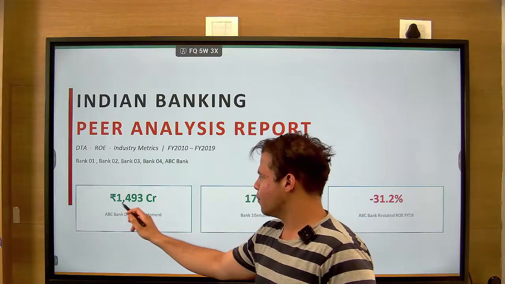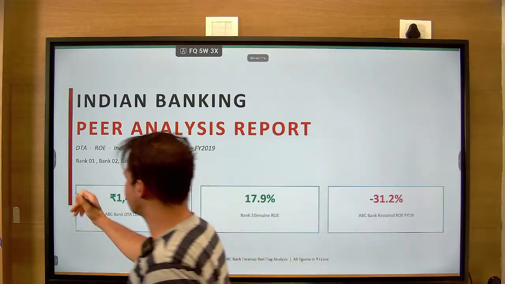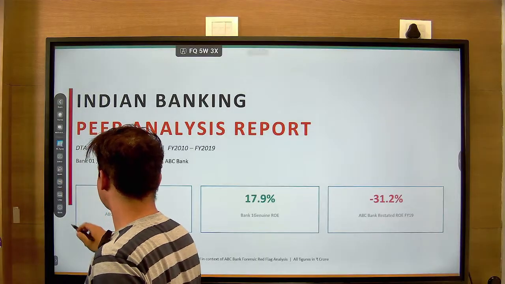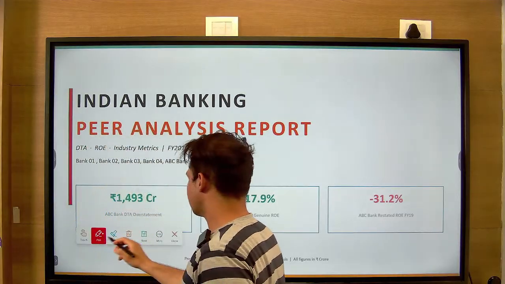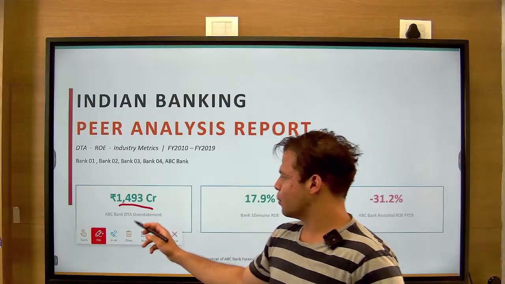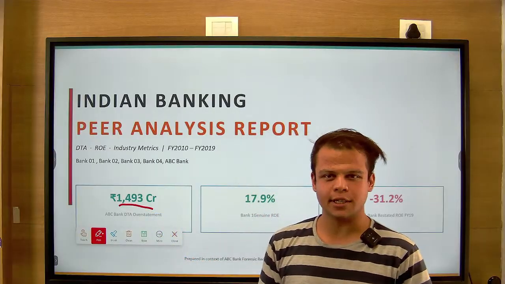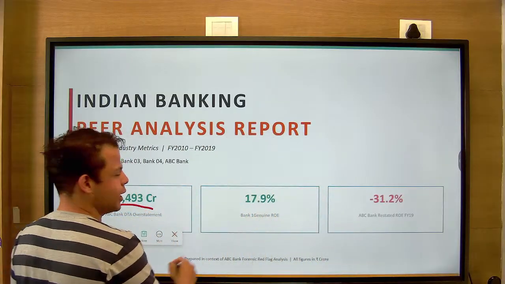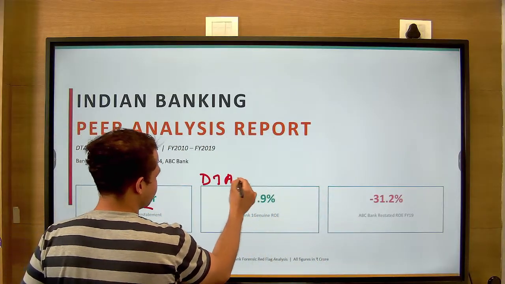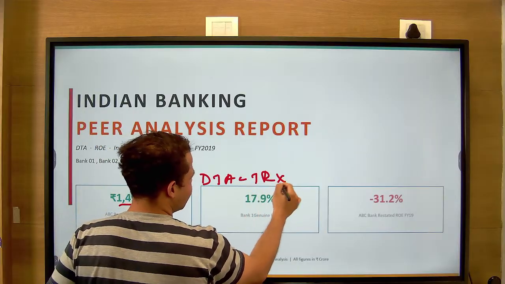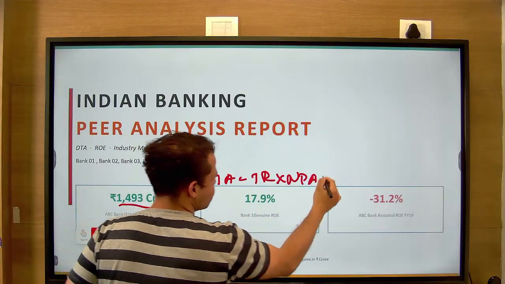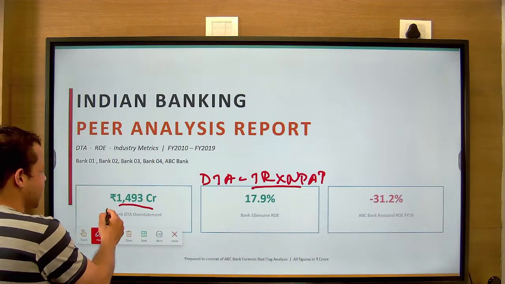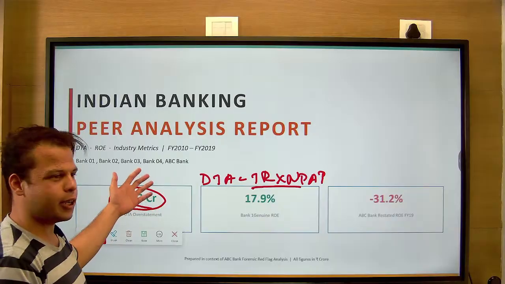This is a number which tells us about how DTA was overstated. So here, if we are calculating DTA based on the tax rate and NPA that is taken as a provision, then when we multiply these things, we can calculate the DTA which was overstated by ABC Bank.